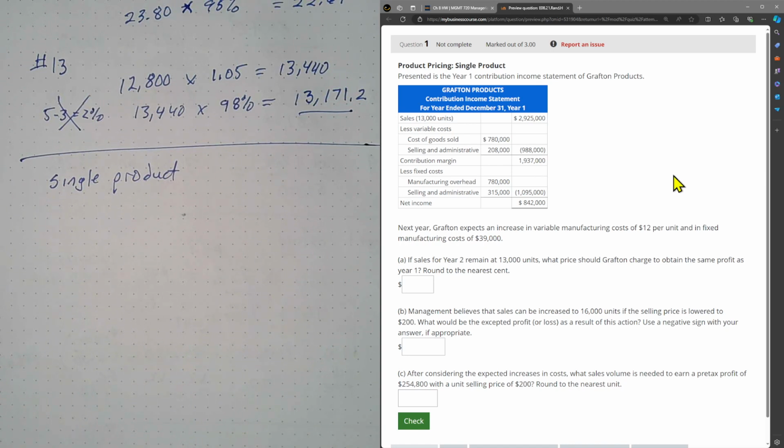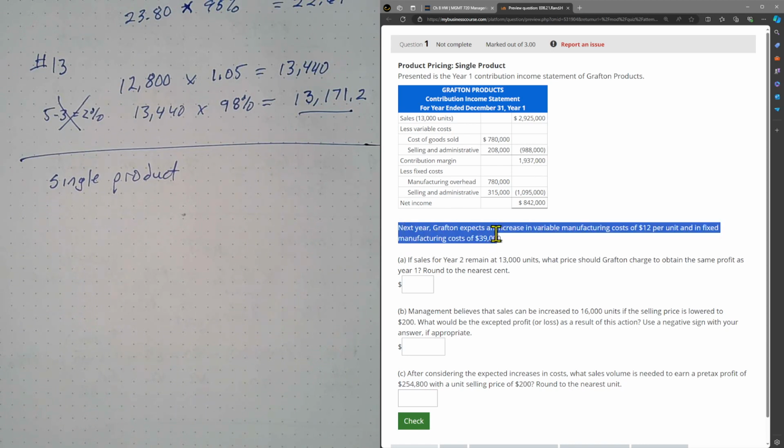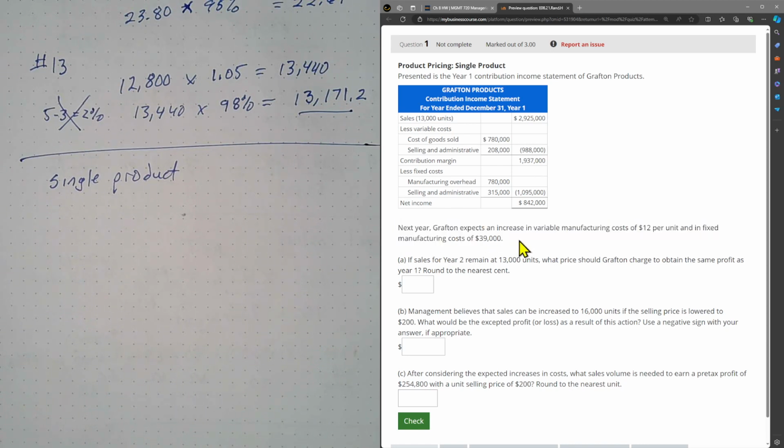And the second thing I want to mention is that A, B, and C are all dependent upon this increase. So there have been questions before where one question has one set of changes, another part of the question has a different set of changes. All 3 of these, A, B, and C, are all dependent upon this set of increases. So just keep that in mind.